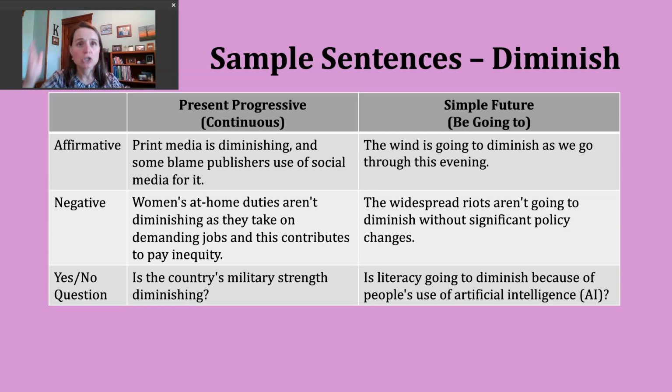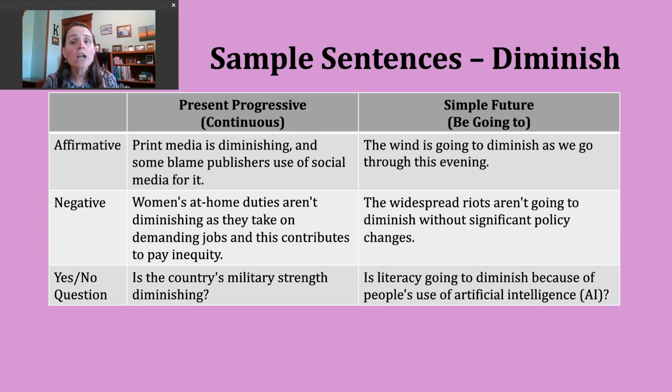To do this, start with your present form of be, whichever form matches your subject, that subject comes next. Then you're going to use the ing form, the verb. Here's another example. Is the country's military strength diminishing? Okay, so again, think lessening as we review those.